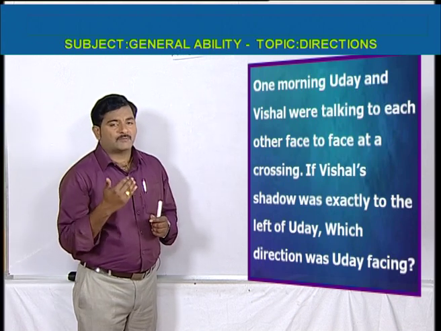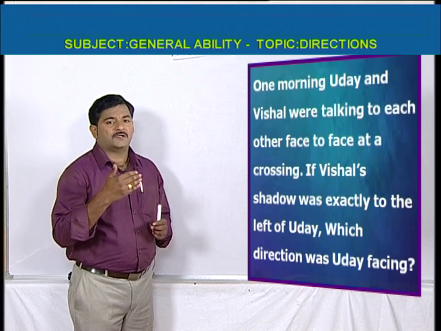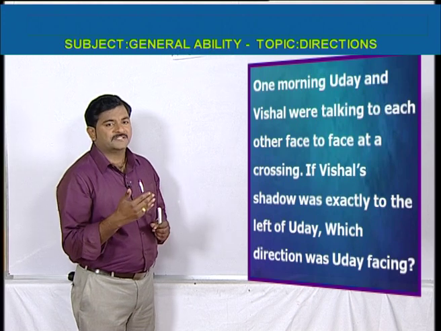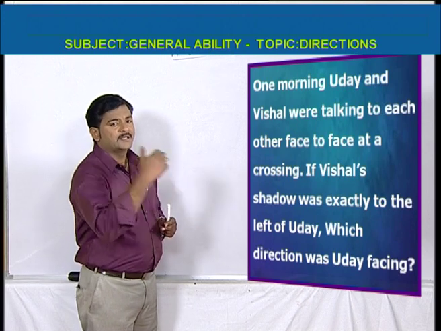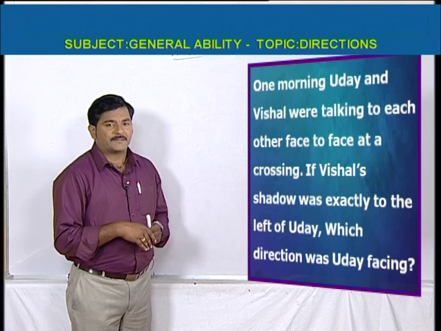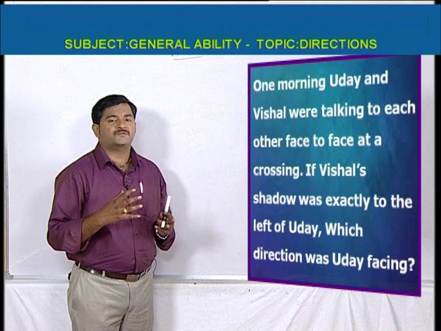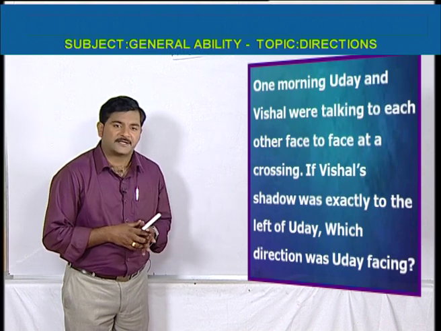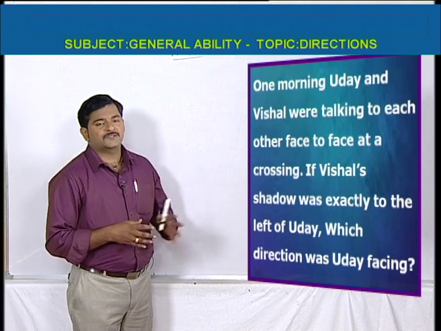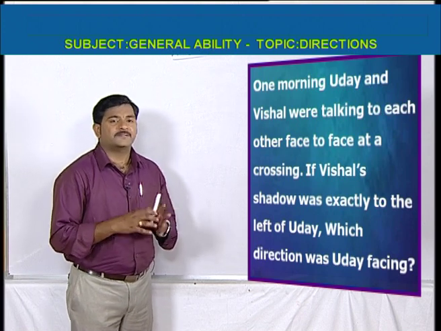I told you in the morning time, at the time of sunrise, the shadow will always be towards the west. If a person is facing towards east, his shadow will be towards west. Or else in the evening time, at the time of sunset, the shadow of an object is always towards only the east direction. Like that we have seen only 4 points. Based on those 4 points we are going to discuss the shadows part.